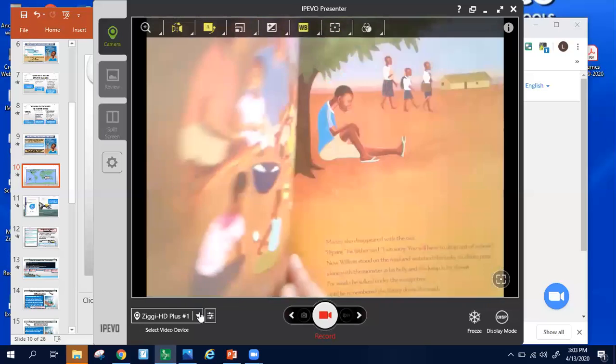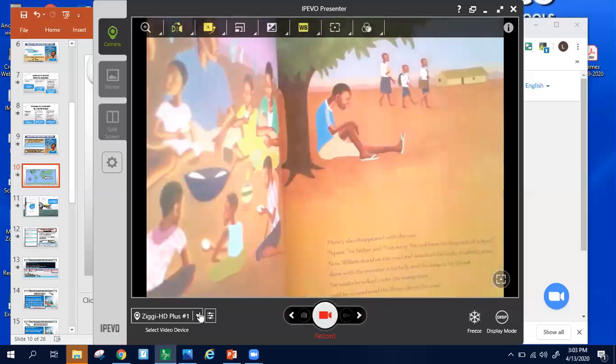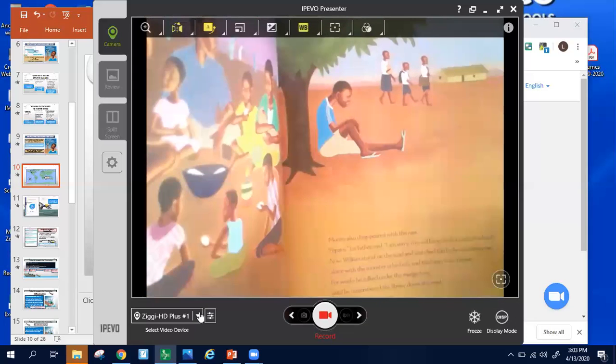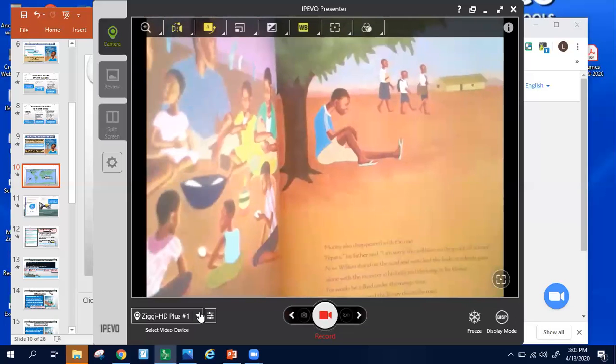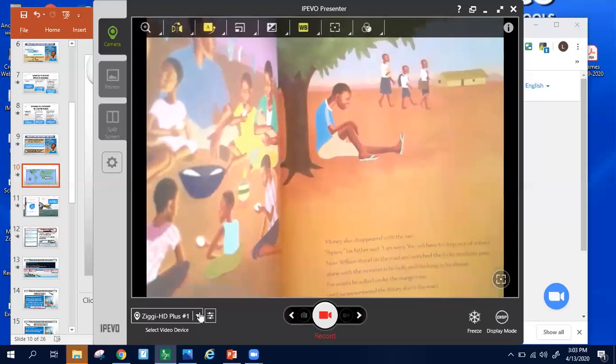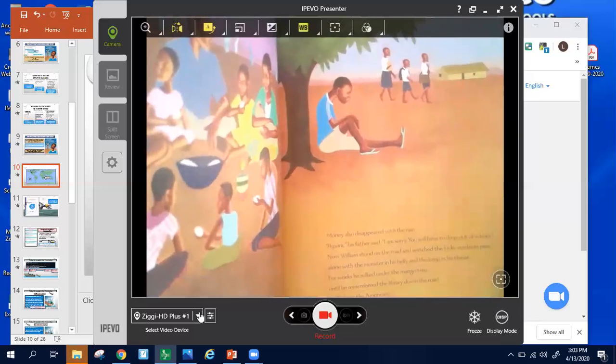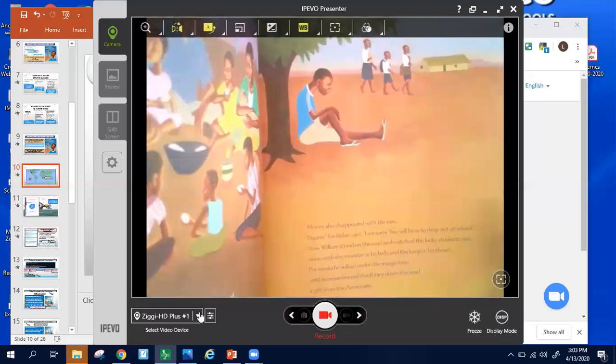Money also disappeared with the rain. "Papani," his father said, "I am sorry. You will have to drop out of school." Now William stood on the road and watched the lucky students pass, alone with the monster in his belly and the lump in his throat. For weeks he sulked under the mango tree until he remembered the library down the road, a gift from the Americans.